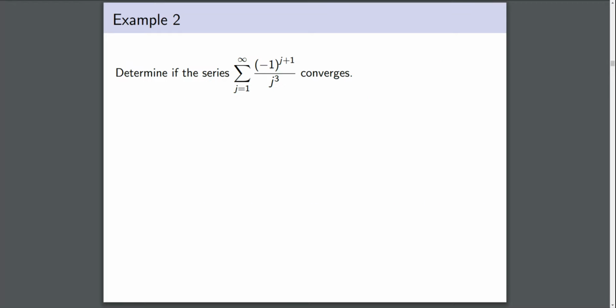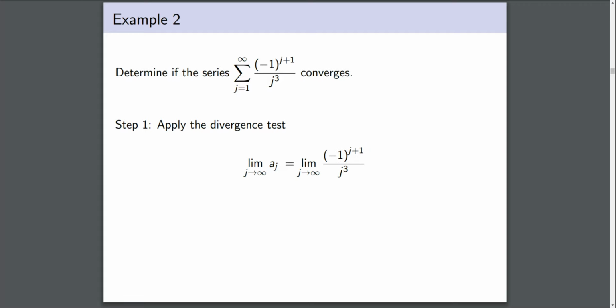That was our first example. Let's take a look at another example. So we're going to analyze the following series. Again, we see that we have some positive and some negative terms. First step, I'm going to apply the divergence test, just as we did in our last example. Here's the setup for the limit that we want to take.